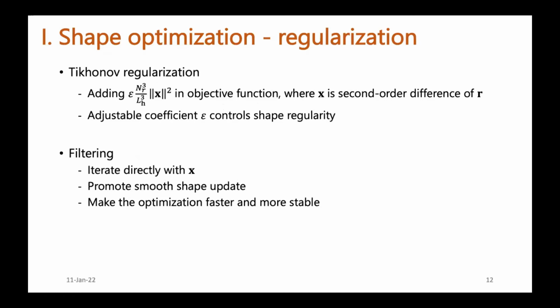The larger it is, the more regular the shape is. Another strategy is called filtering, which means that we can directly iterate with x instead of r. This helps to promote smooth shape update, and can make the optimization faster and more stable.